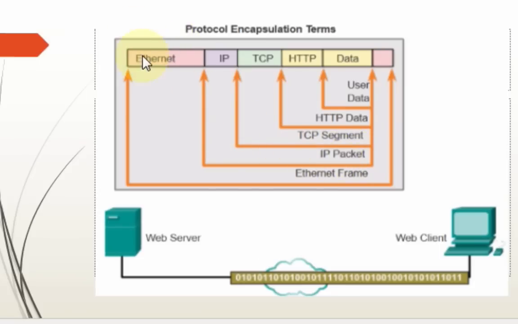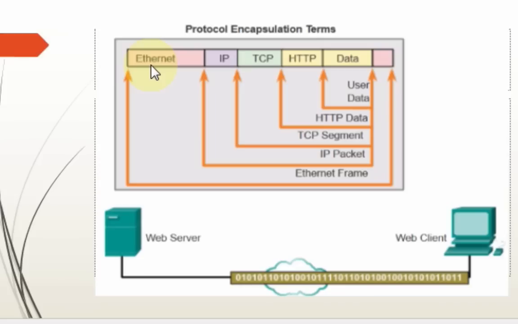Then, the Ethernet protocol adds information to both ends of the IP packet, here and here. This is known as a data link frame. This frame is delivered to the nearest router along the path toward the web client.